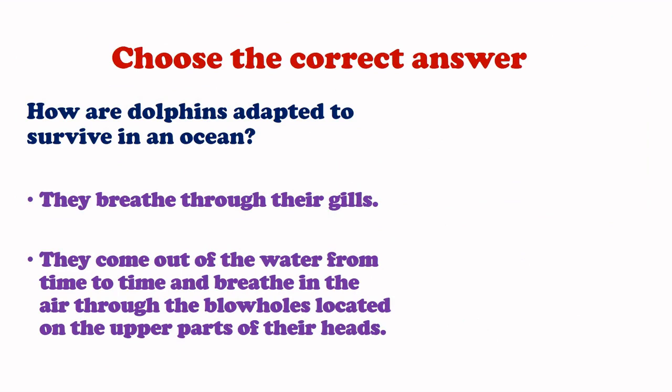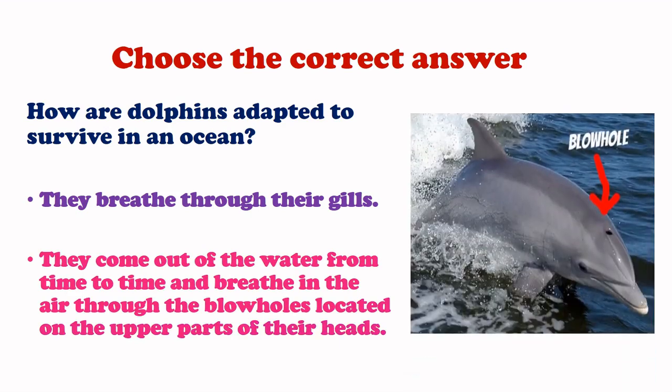So choose the correct answer. How are the dolphins adapted to survive in an ocean? Children, do you know the answer? So the correct answer is they come out of the water from time to time and breathe in the air through the blowholes located on the upper parts of their heads.